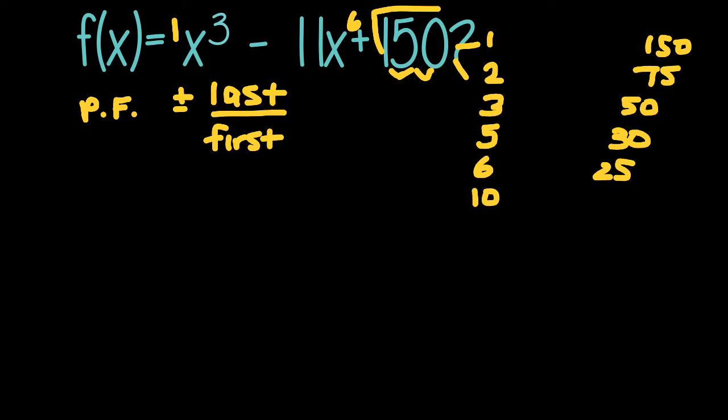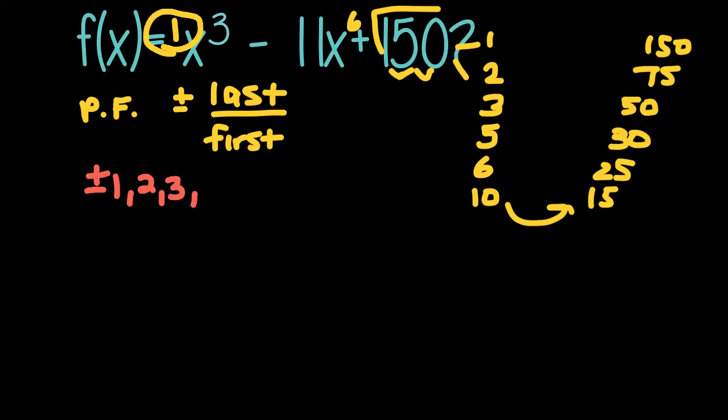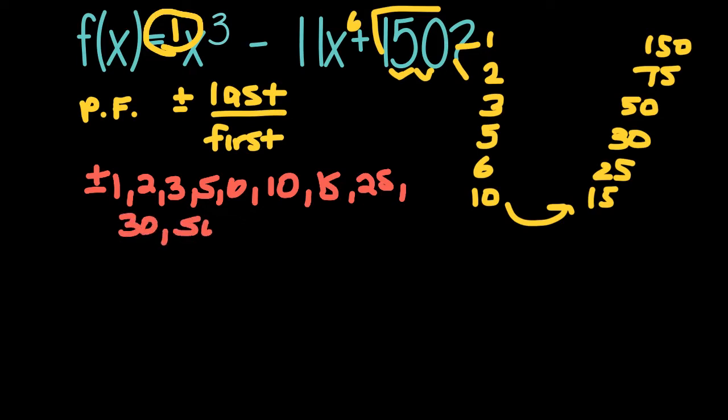The next one would be 10 and 15. It's not divisible by 11. And then 150 divided by 12, again, doesn't go in evenly. 150 divided by 13 doesn't work, nor 14, and we're wrapped around back to that 15. That would be the factors of 150. Since the first term is just that 1, that means that my possible roots are 1, 2, 3, 5, 6, 10, 15, 25, 30, 50, 75, and 150.